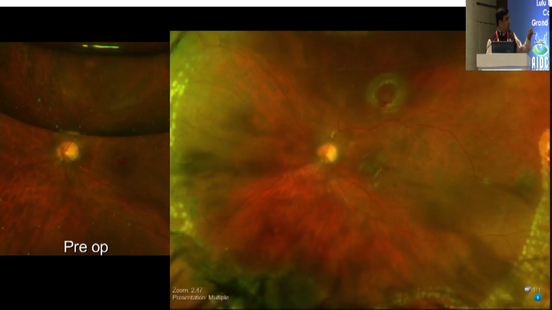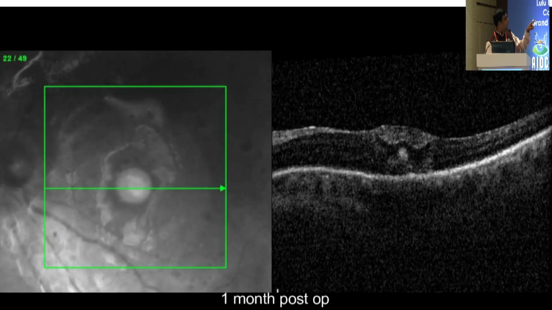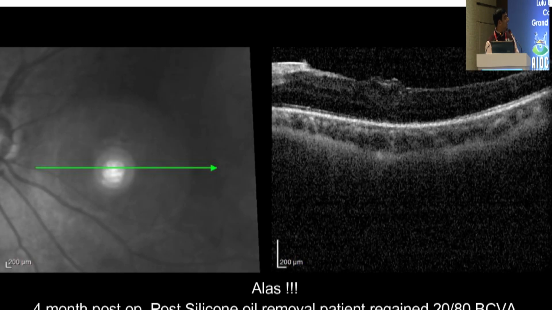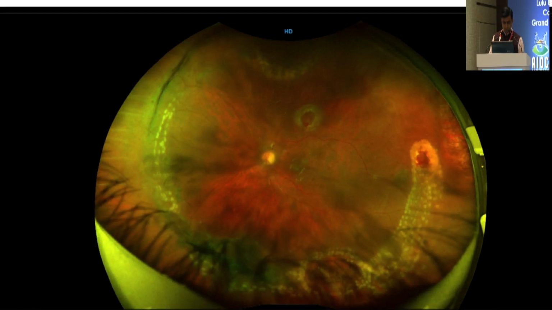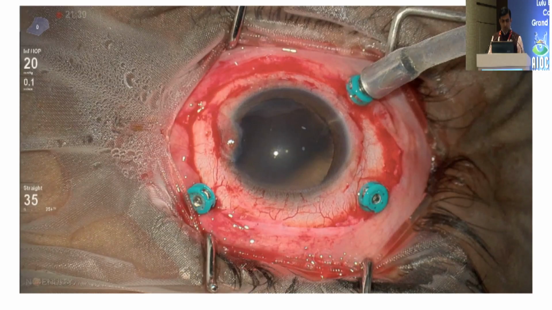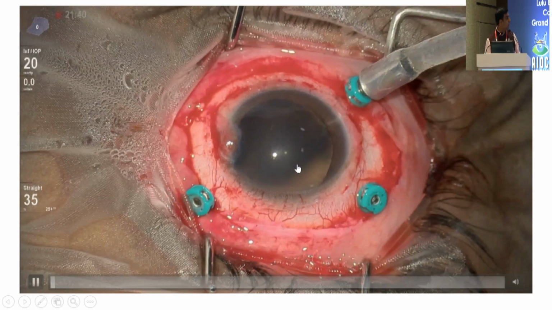And then the silicone oil was injected. And this is the post-op picture. The patient luckily improved up to 6/24 vision in this case. In fact, I should say I was pretty much lucky. So coming to the last one or two.